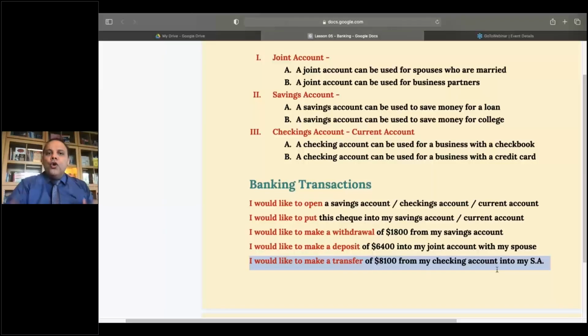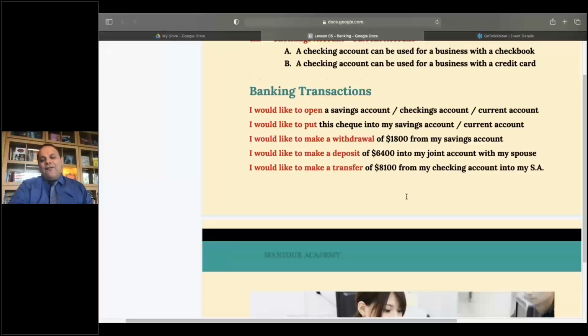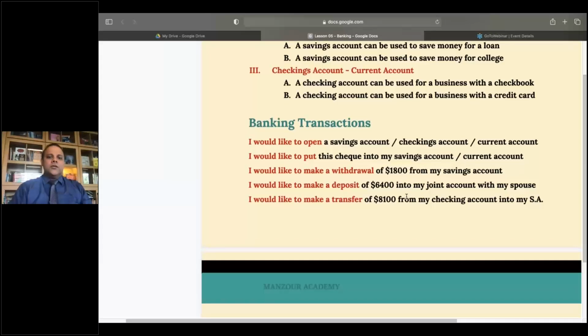So remember, when you go to the bank, the conversation that you can have is open a savings account, put a check inside your account, make a withdrawal, make a deposit, or make a transfer. Either you want to deposit or withdraw or transfer or cash that check or open a new bank account that could be a savings account, a deposit account, a current account, a joint account, a checkings account, and many other forms of bank accounts.